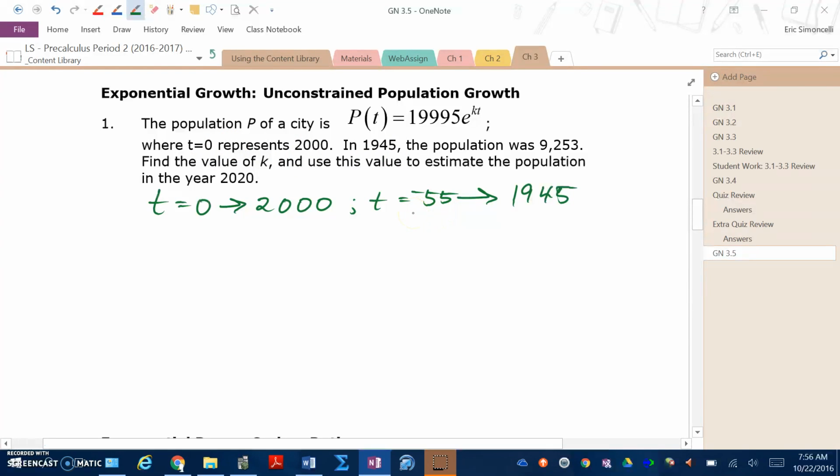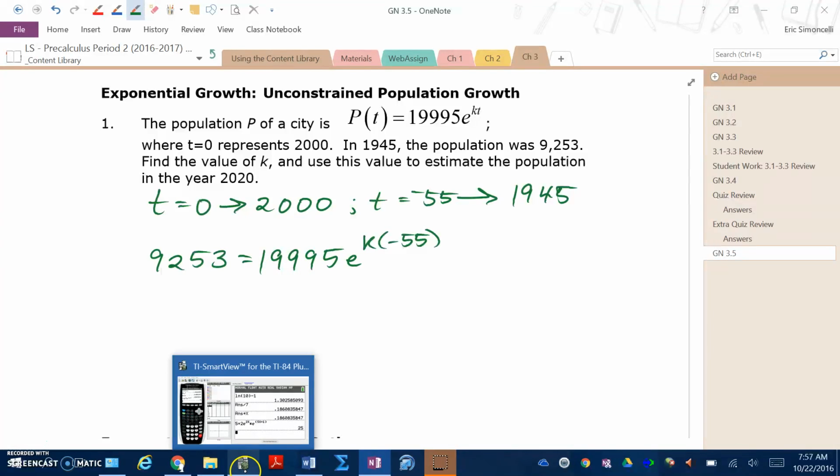The next thing we're going to do is start the process, knowing that in 1945 the population was 9,253, and using the equation they gave us. So 9253 equals the population in the current year, 19995 e to the, I don't know k, but I do know the t-value. Back in 1945, we knew the population was this. So we're going to take this equation and solve for k.